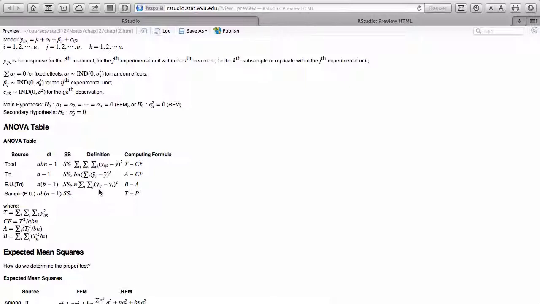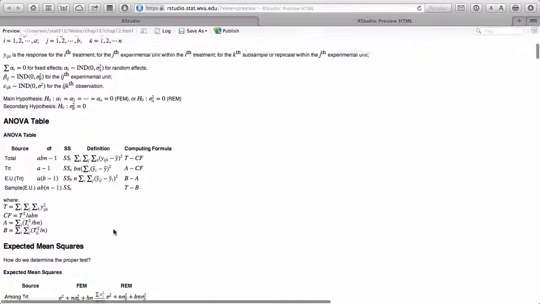So I'm looking at y bar sub ij, and here I'm looking at the deviation from y bar I. How much do the y bar ij's vary about the y bar I? It's looking at that source of variation. And you can see how we can compute these. We compute A as A minus CF, whereas B is B minus A.